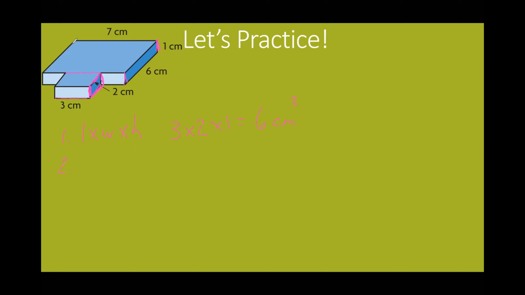Okay, now let's work on that second figure, the large figure. We're multiplying length times width times height. What's the length from left to right? It's right here, isn't it? 7 centimeters. What is the width from front to back? 6 centimeters. And we know that height is 1. So hopefully you know your times tables. What is 7 times 6? It's 42. And 42 times 1 is still 42. And it's also centimeters cubed.